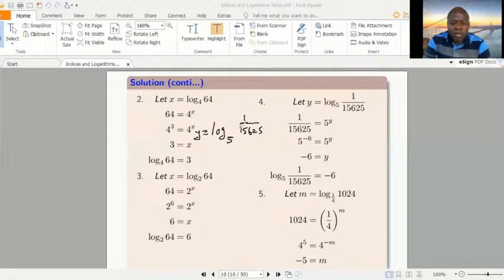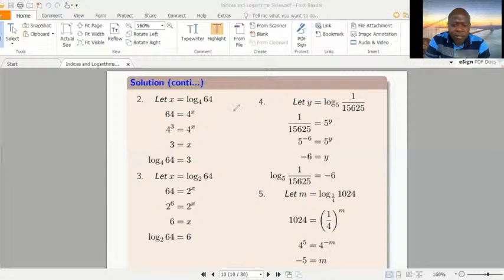And so the next thing is obvious. You just have to write this in index form or exponential form. So this 1 out of 15,625 goes the other side where y is, and y replaces it. That's what you see here. So the question is, can this 15,625 be written in terms of 5? Let's just see.